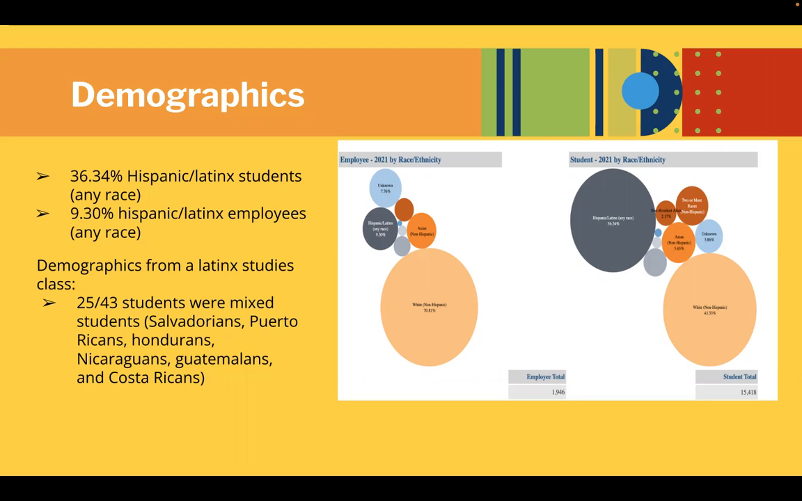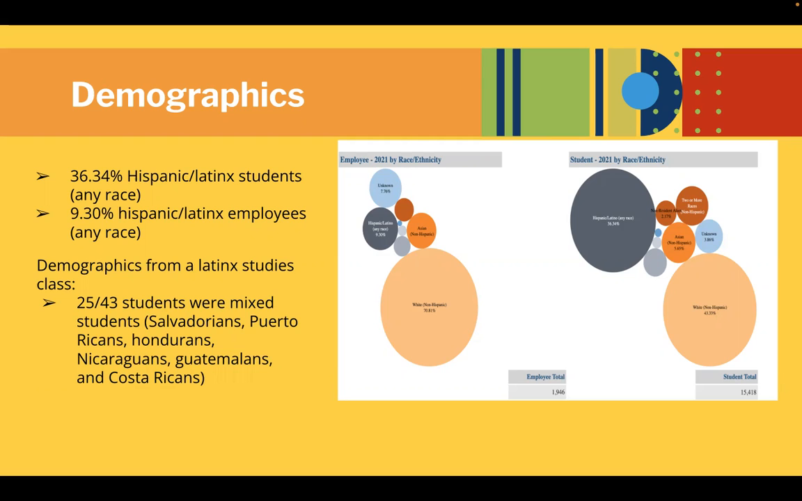Since I did not have a solid demographic that would show me the ethnicities of the students, I wanted to take the class I'm an intern for and show you a little bit of how diverse our class is. Through an assignment that I did at the beginning, titled Who Am I, I asked students to tell me a little bit about their origins, and it turns out that 25 out of 43 students were mixed students. That meaning they were either Salvadorian, Puerto Rican, Honduran, Nicaraguan, Guatemalan, or Costa Rican.